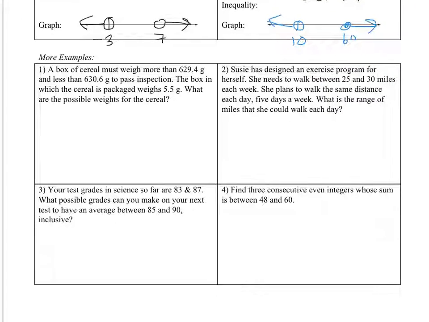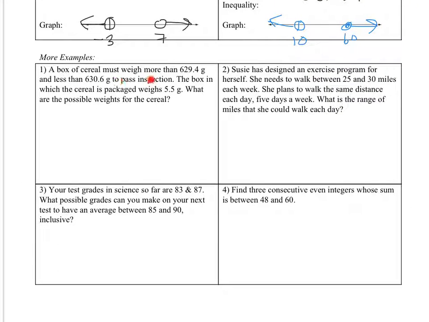And more word examples. A box of cereal must weigh more than 629.4 grams and less than 630.6 grams to pass inspection. The box in which the cereal is packed weighs 5.5 grams. What are the possible weights for the cereal? So the box of cereal includes the weight of the package. If I'm looking at possible weights for cereal, that's going to be my x.